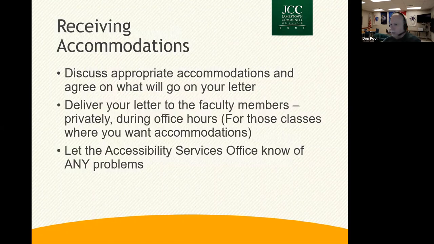So receiving accommodations, what we'll do during that initial appointment where we get to know each other is we'll discuss what accommodations are appropriate and what we can agree on that will go on your letter to help you overcome your barriers. You're going to deliver your letter to your faculty members privately during their office hours because it's nobody else's business but yours. And that's for the classes where you want the accommodations.